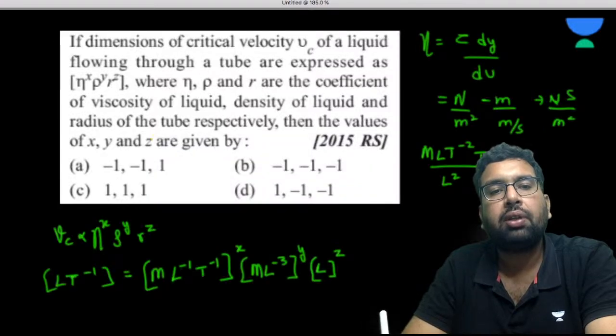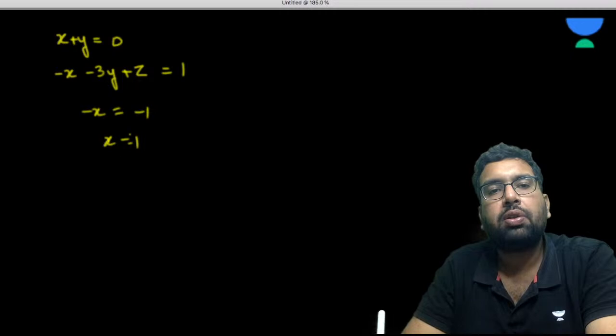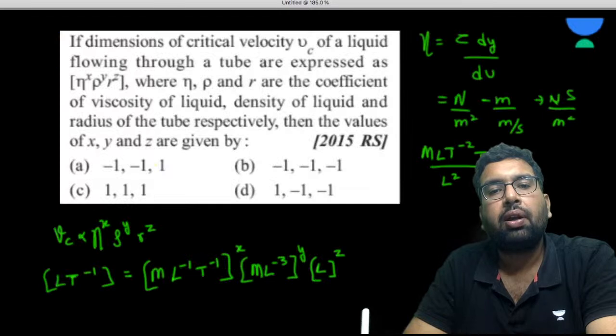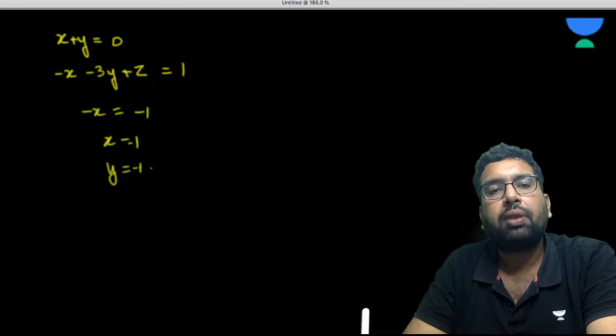Let's see the options. Now C and D could be the option. Now x plus y is equal to 0, so y is equal to minus 1, right? Am I right?